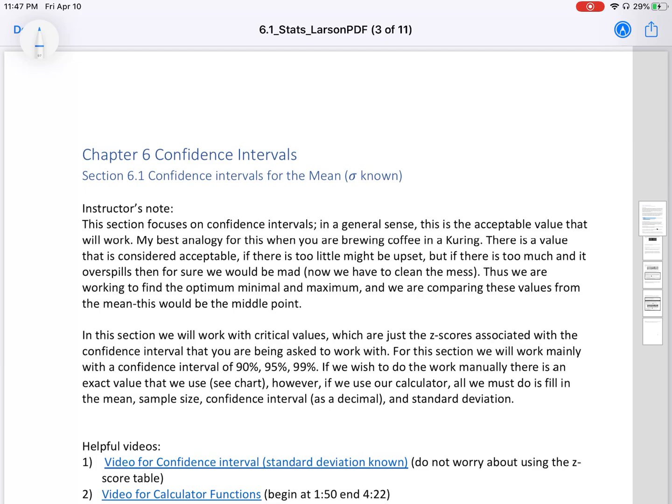Today we'll be going over section 6.1, confidence intervals for the mean with our standard deviation known. When we work with confidence intervals, we'll be focusing on values that are acceptable highs and lows. So there's going to be a min that's acceptable and a maximum that's acceptable according to some given information that we're trying to compare to.